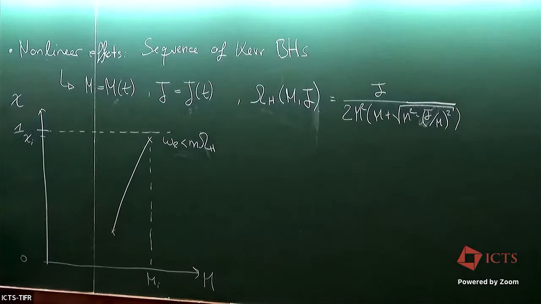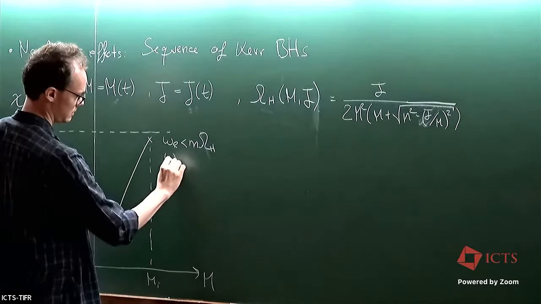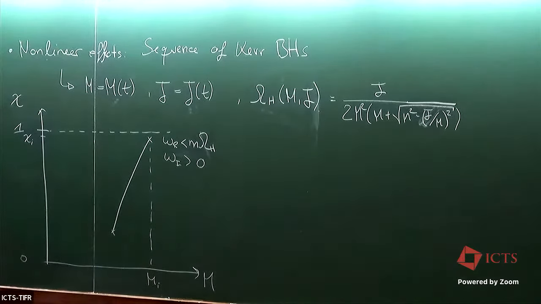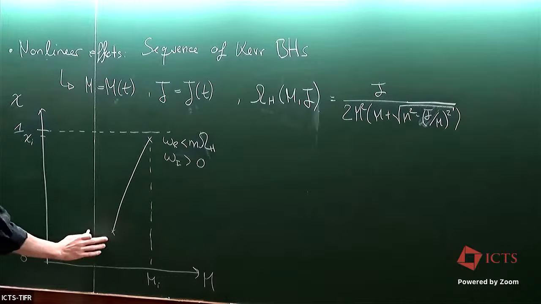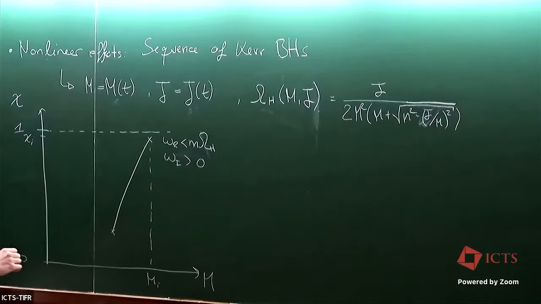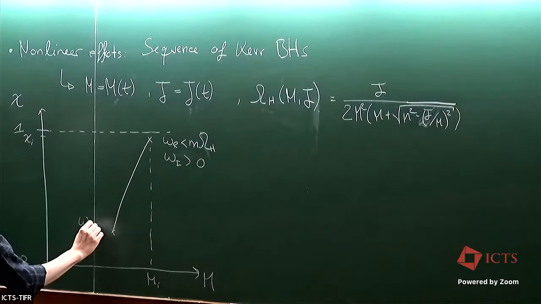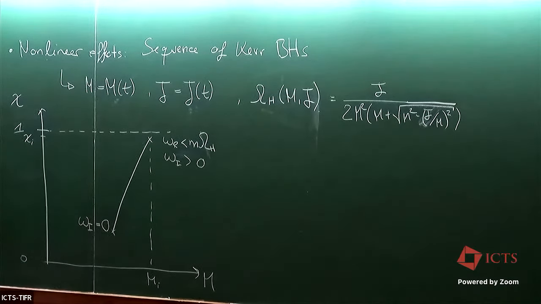Here I should say that the imaginary part is positive, so the scalar field grows exponentially. Down here, the reason it stops is that at this point the imaginary part goes to 0. So when the imaginary part goes to 0, the scalar field stops extracting energy and angular momentum from the black hole, and obviously the black hole will just remain at that mass and spin. This happens precisely where this part of the expression for omega I goes to 0.